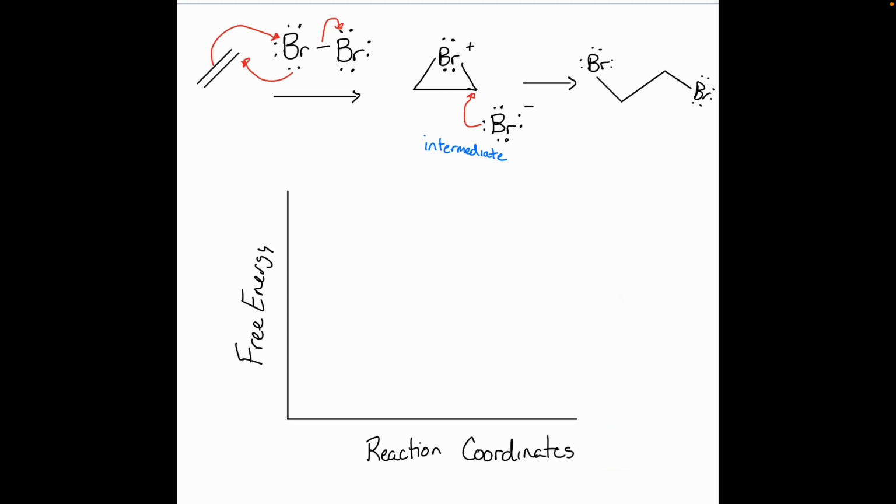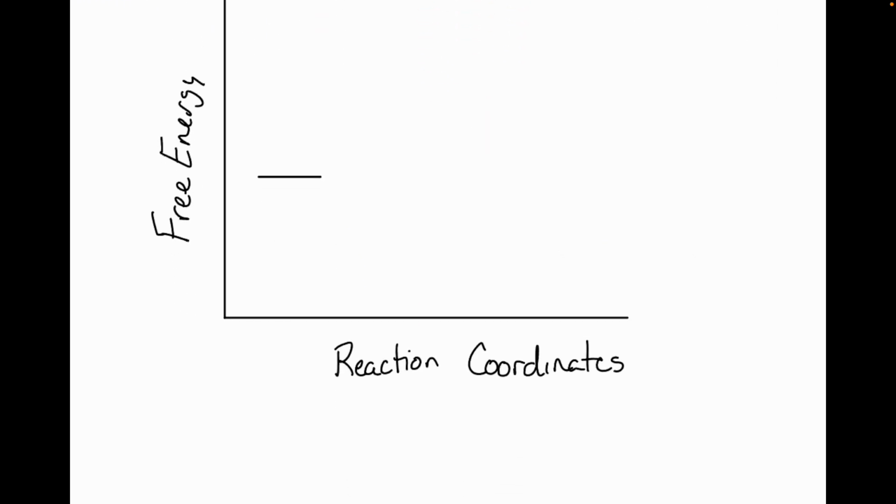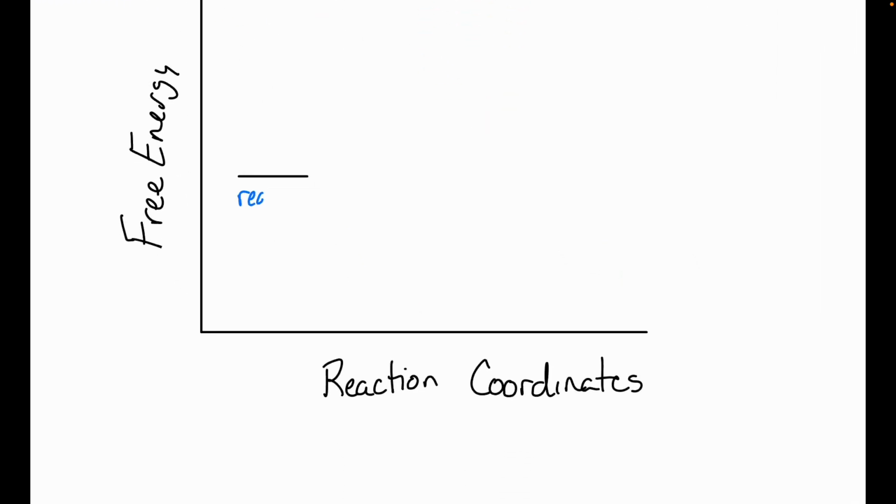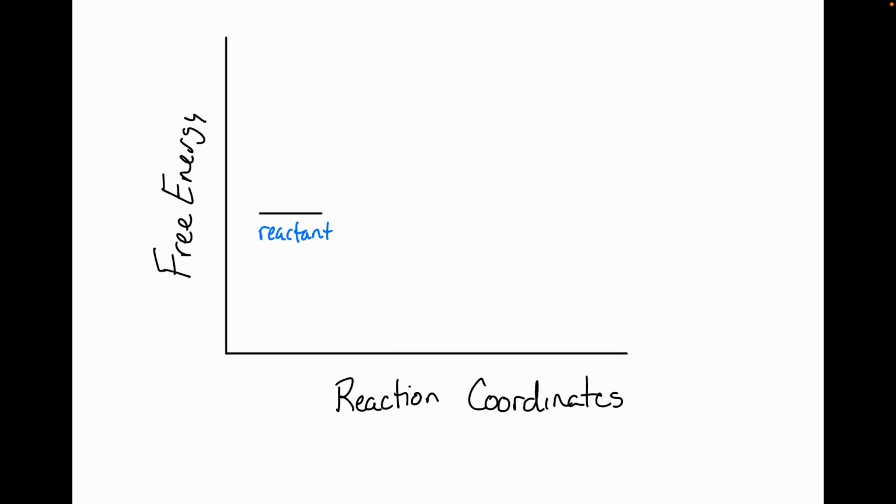All right, this reaction is a favorable reaction from a free energy standpoint. So if I have my reactant energy over here, this reaction is spontaneous. Where should my products be? Higher or lower? For a spontaneous reaction? Lower.